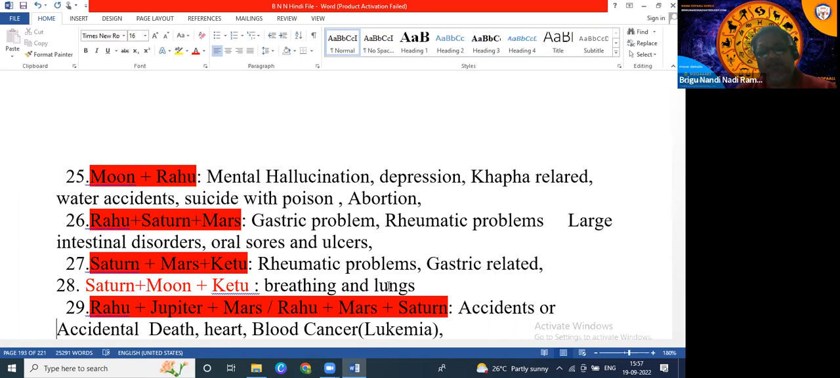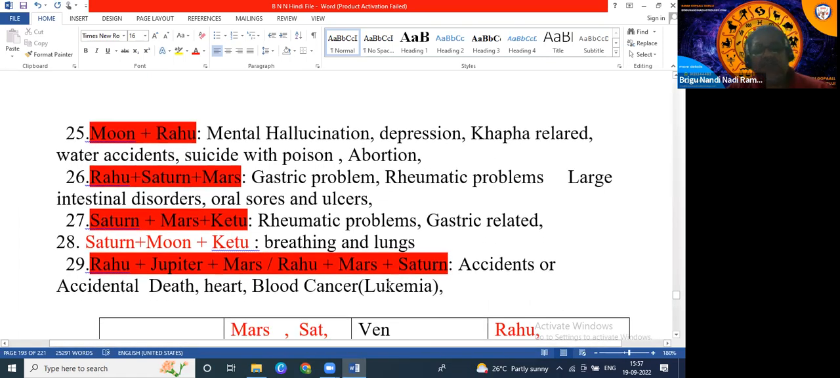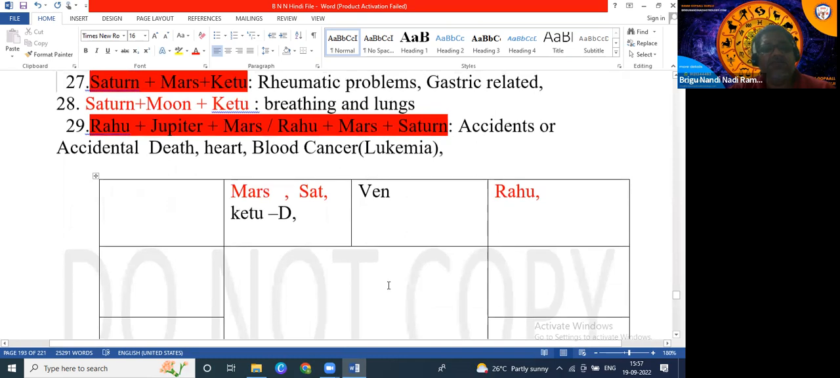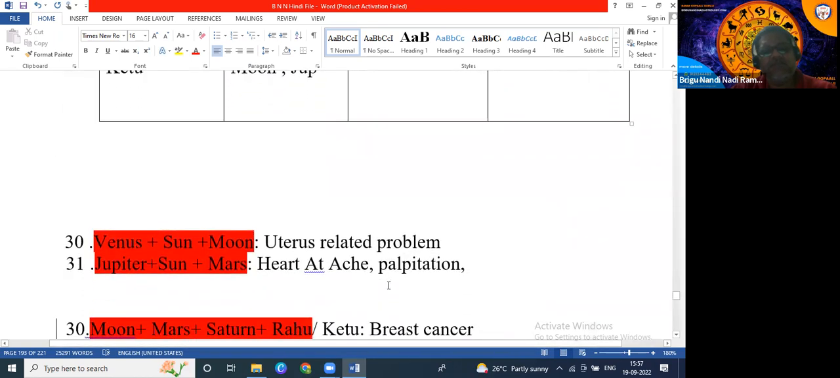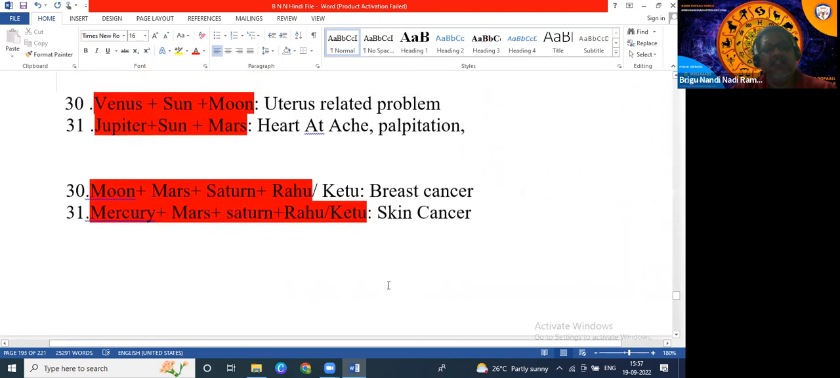Saturn, Mars, Ketu: rheumatic problem and gastric. Saturn is rheumatic and gastric, and Saturn is enemy with the enemies Mars and Ketu. Saturn, Moon, Ketu: breathing and lungs-related problems. And accidents, accidental death, heart, blood cancer, already we have discussed. Mars is hammered in between Rahu and Saturn, Rahu and Mars. And Venus, Sun, Moon: this is actually a uterus-related problem. Venus is uterus, Sun and Moon are enemies. And Jupiter, Sun and Mars: heart-related, heart palpitation.